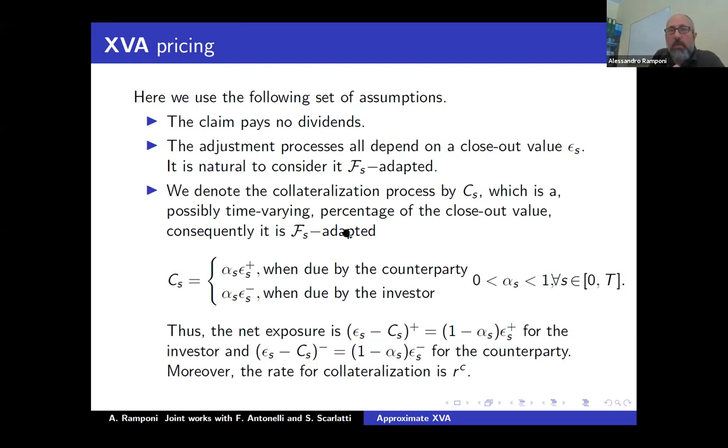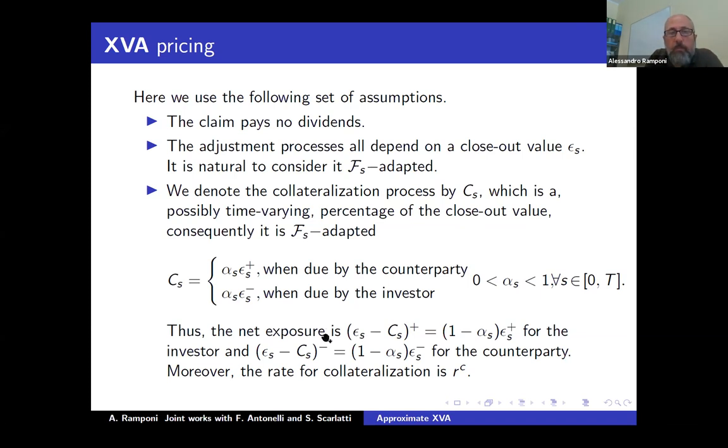So we consider that the derivative is collateralized. There is a collateral account in which the investor and the counterparty put some money to collateralize their trade. And we assume that this collateral account has this form. So it's a percentage of the closeout value of the deal. C_S, the collateral account, is positive if the investor is a collateral taker. Otherwise, if the investor is a collateral provider, it is negative. Alpha is a fixed and deterministic quantity, maybe even a constant.